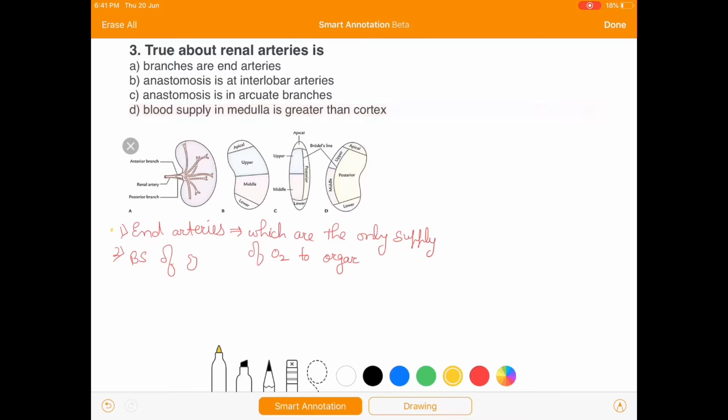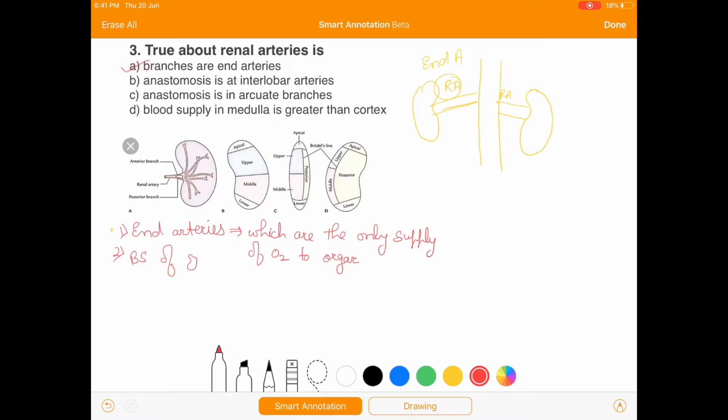So consider this as an abdominal aorta, and these are the two kidneys. This abdominal aorta gives one branch to each as renal artery to both kidneys. There are not two branches from abdominal aorta supplying one kidney. Hence, these renal arteries are the end arteries. Right. So we get the answer over here that the branches are end arteries.